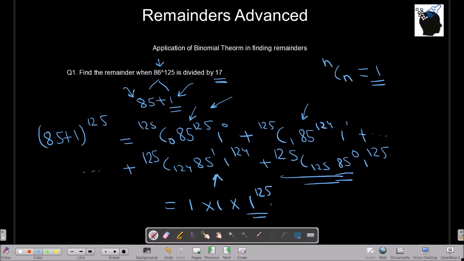So let's try to generalize this. Whenever I have a problem like this, I'm going to break this number into two numbers. One number has to be a multiple of 17 and very close to 86. Another number has to be a very small number. I don't have to go through the hassle of opening the binomial theorem because I know my end result is just going to be this number raised to this power. So that means this question is reduced to what is the remainder when 1 raised to 125 is divided by 17, which is nothing but 1 in this case. So let's try to use this theory in the next problem.